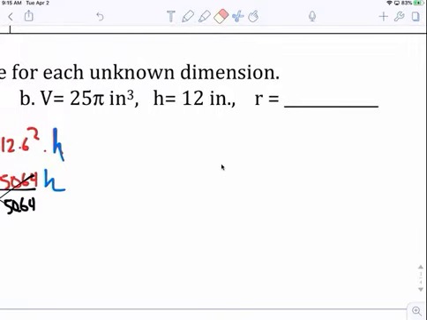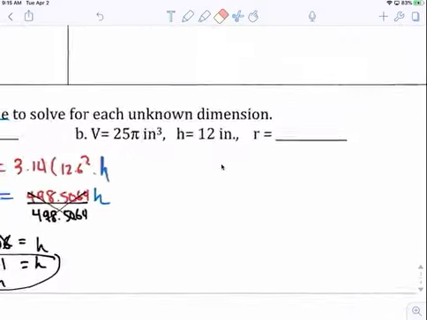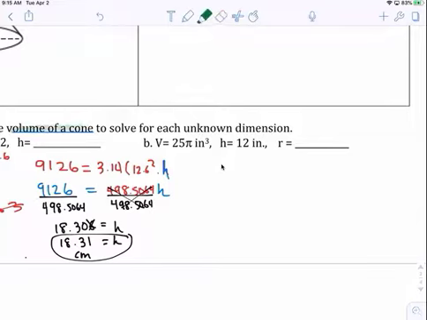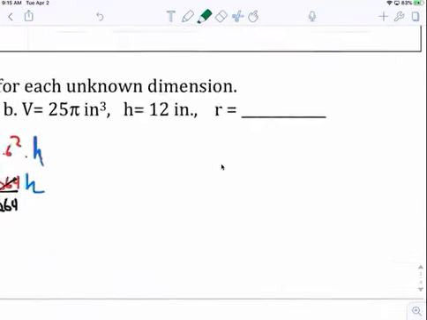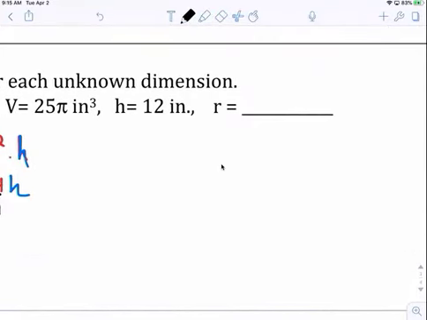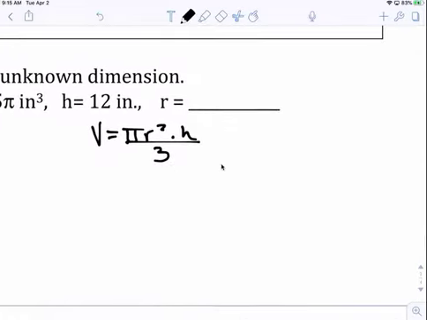We're finding the radius on this one, of a cone. Volume of a cone. So always start with the formula. I'll set it up for you, and if you don't know how to do it, I'll explain it tomorrow. Volume of a cone is pi r squared times h divided by 3, because it's 1/3. The 1 is invisible in this case.